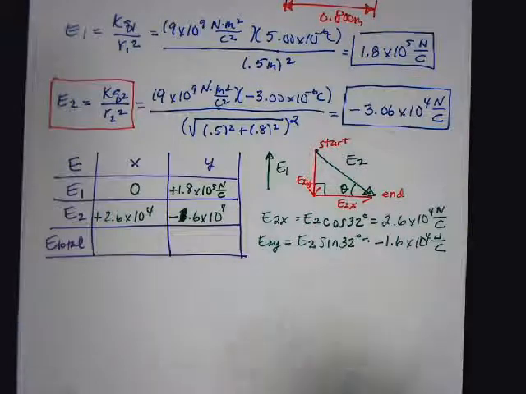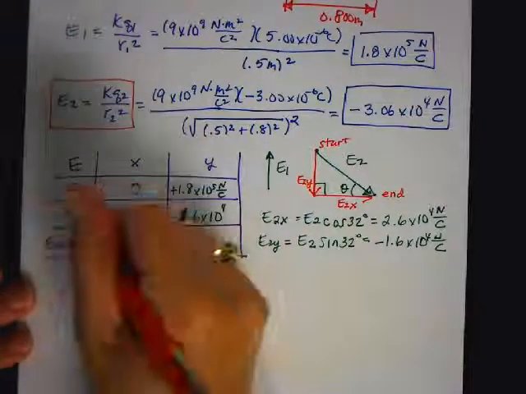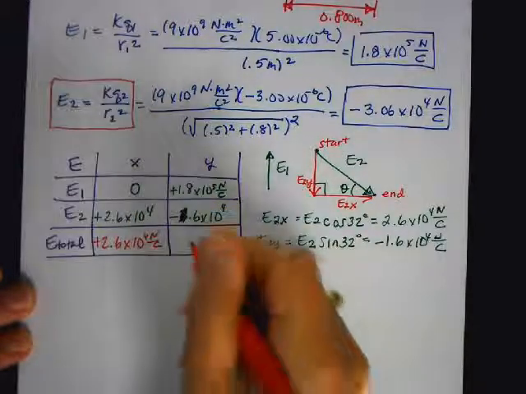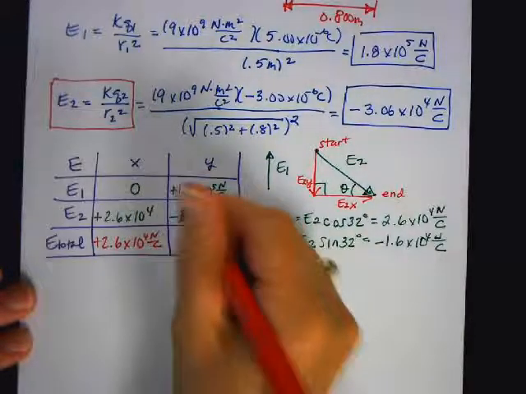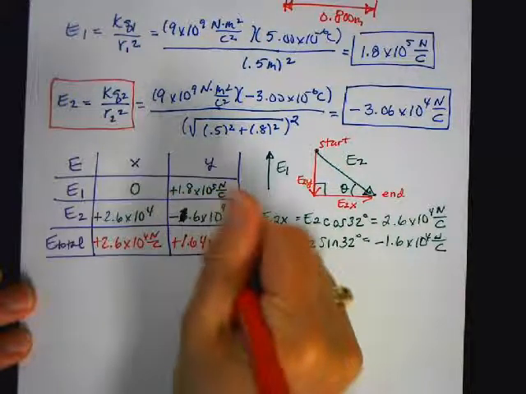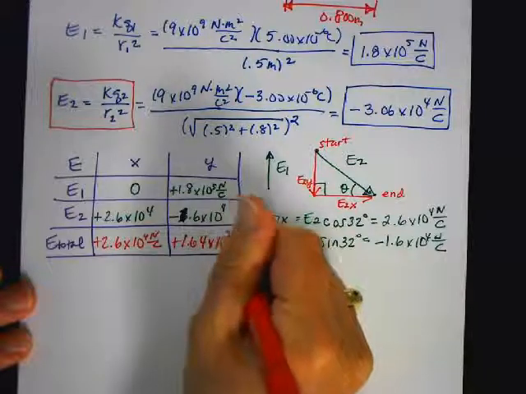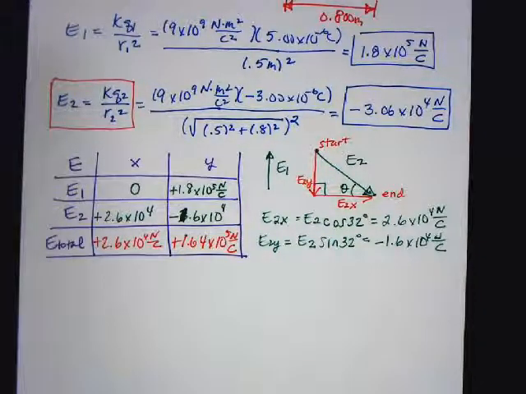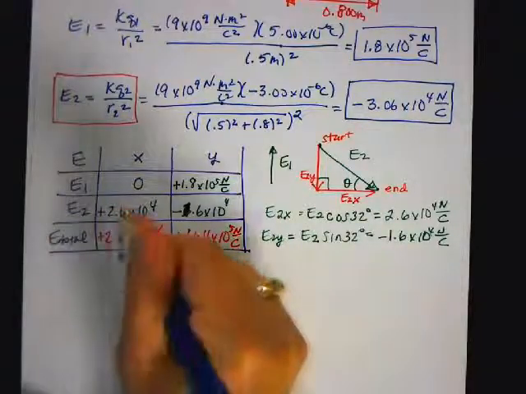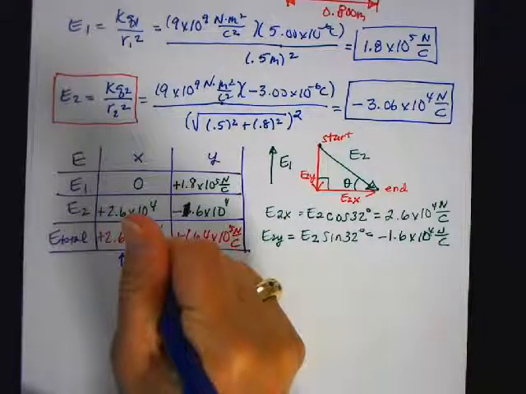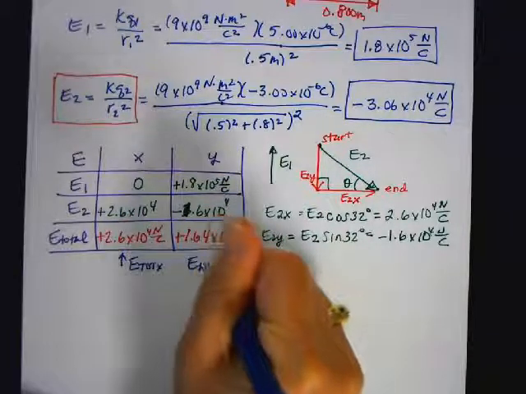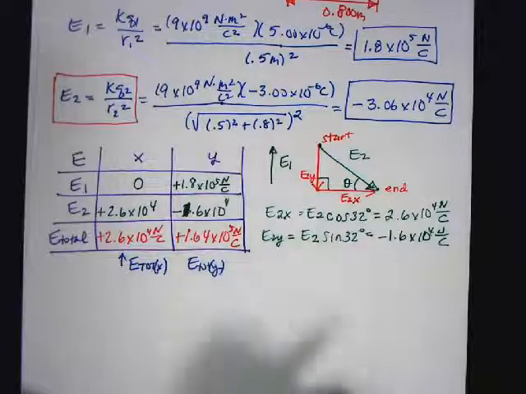So now I'm going to add these up. It's going to be 2.6 times 10 to the 4. And then this one comes out to be, this is positive and that's negative, so it's 1.64 times 10 to the 5 Newton per Coulomb. So now this is E total x, and this is E total y. You don't have to call it total. I know when I did something else, some of you were confused.